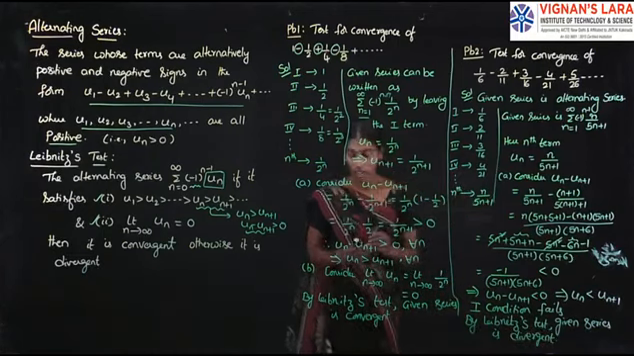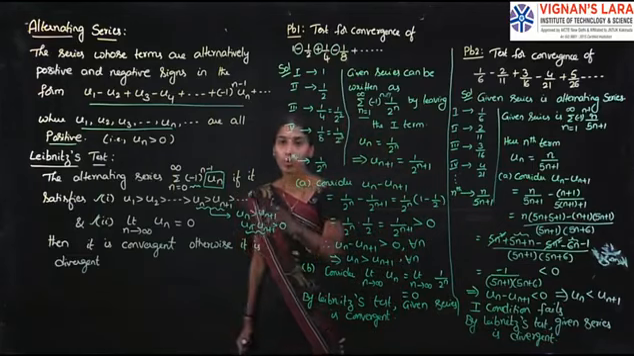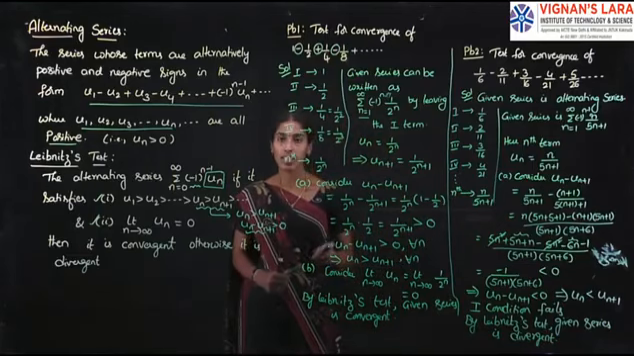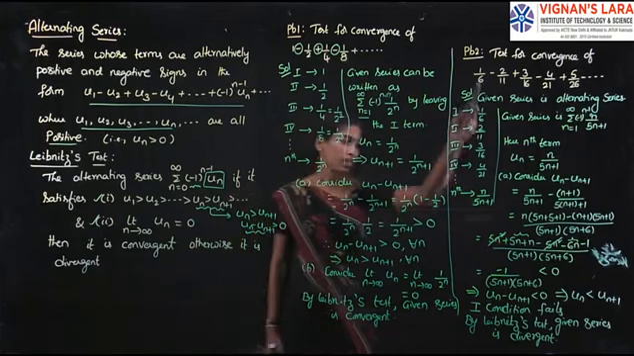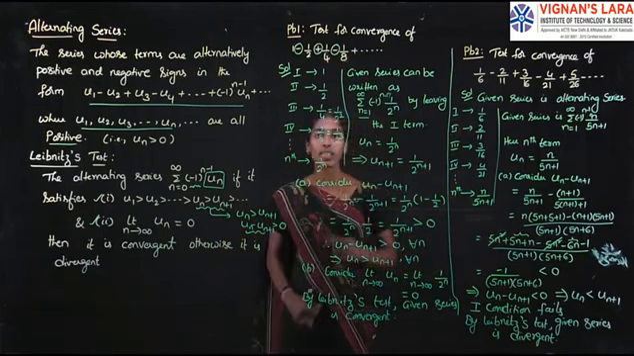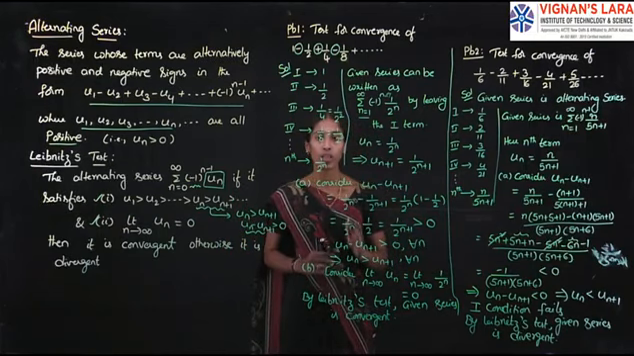Right? So if any one of the two conditions fails, then the given series is divergent. In this problem, the first condition itself fails, so there is no need to check the second condition. Directly we can write that the given series is not convergent, otherwise it is divergent, right?